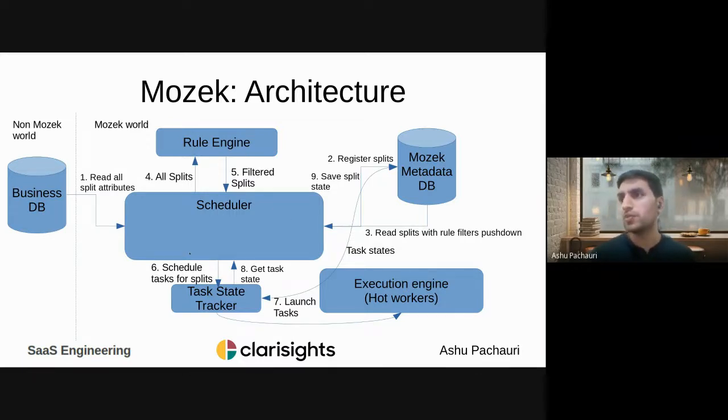Once you get the list of splits, it's as simple as saying, okay, schedule all the splits, tell the task tracker to run the tasks on the execution engine, and keep checking whether the tasks are complete or not. Once they're complete, you can notify the scheduler. Again, the notification is just a convenience because everything is tracked in the Mozek metadata DB. The scheduler can be down while the execution engine is running and might have completed something. When the scheduler comes back up, it can just check with the execution engine whether the tasks are actually complete. So everything is state driven here. There are no triggers or notifications that it actually depends on.